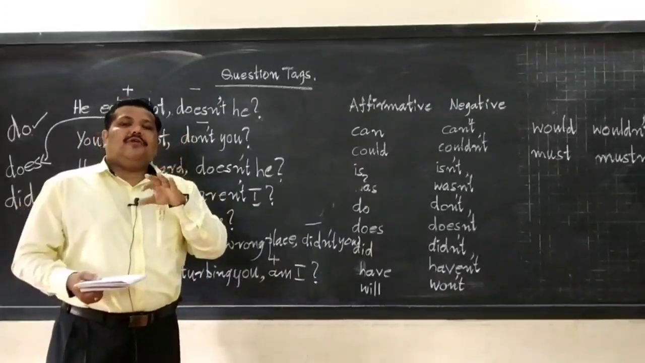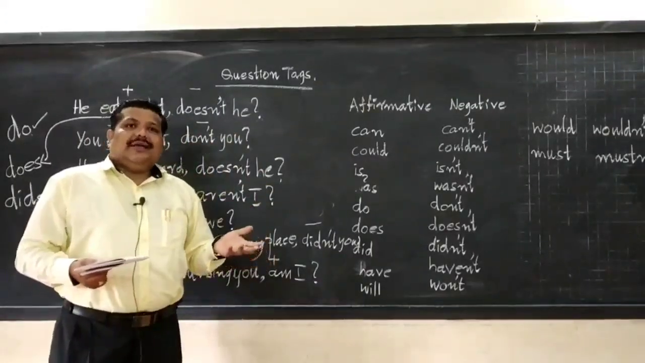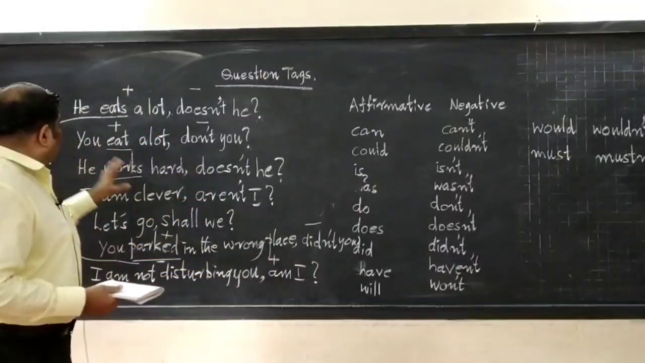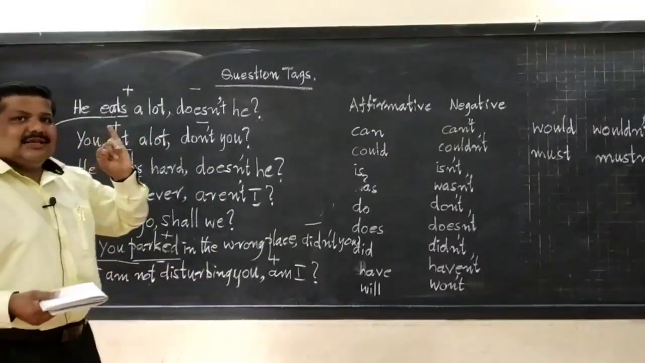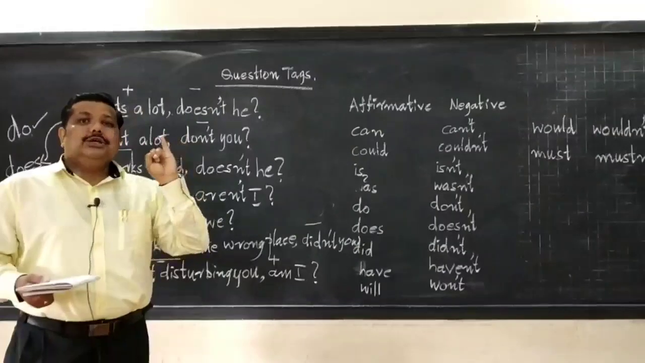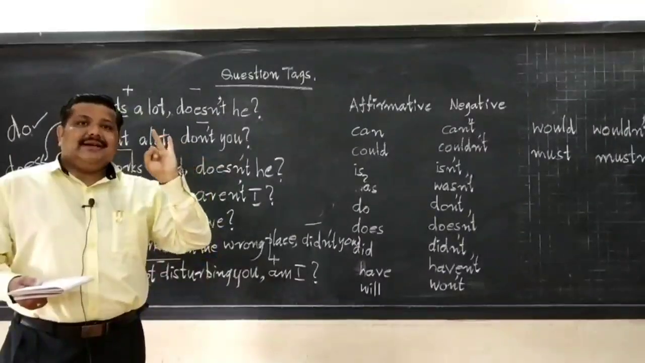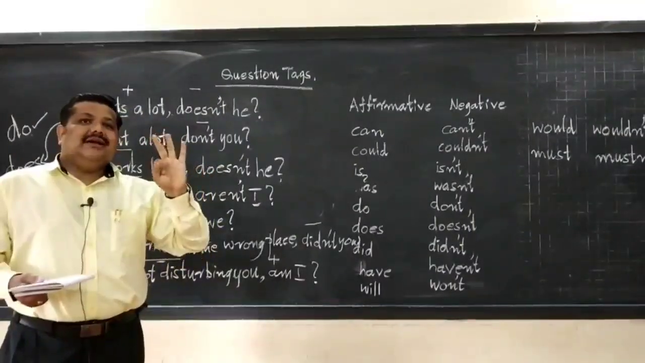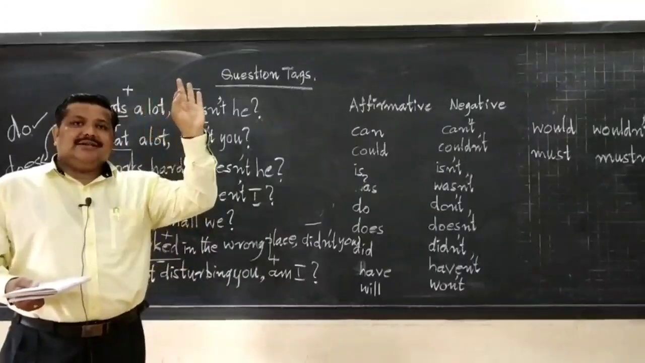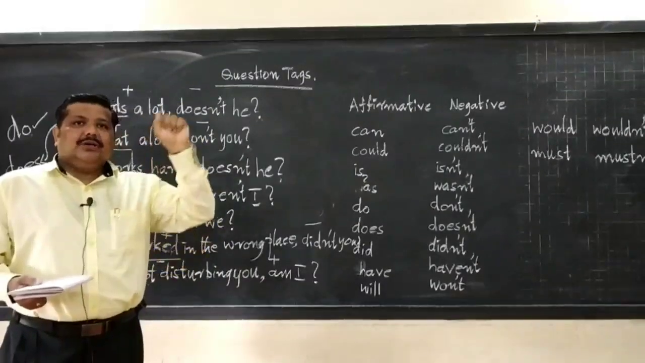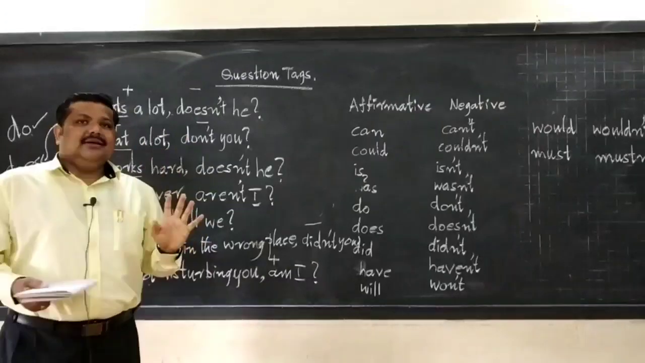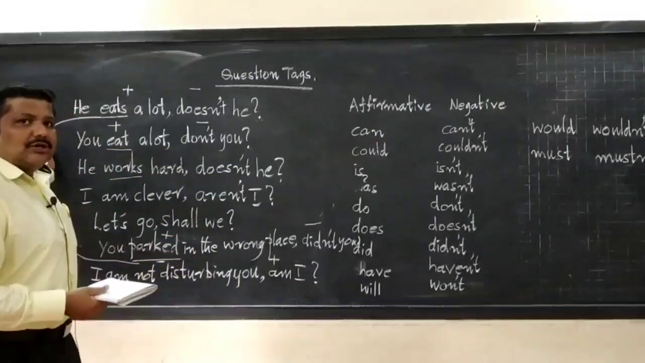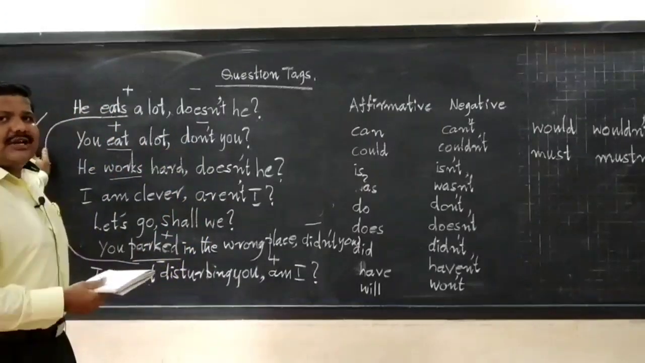In this way, positive and negative, negative and positive. So wherever you don't find direct answers, you have to use these magic words. That is present tense do, simple present tense does, past tense did. So present, simple present and past: do, does, did. Remember this formula in order to answer any question tag in the world.